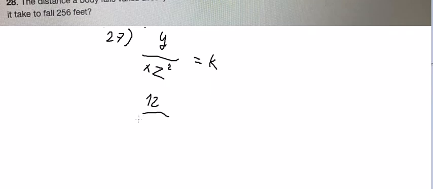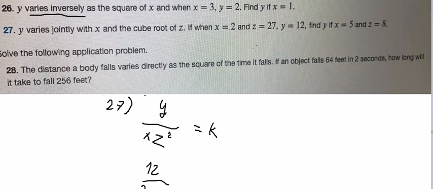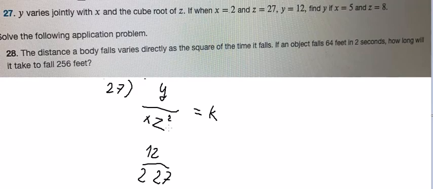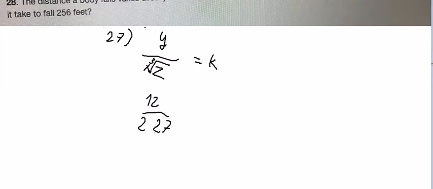x is 2. z is 27. Oh, that's a cube root. Sorry about that. This should be like this. So we got 2, and that's the value of k.